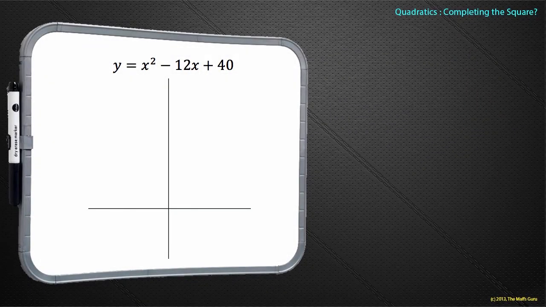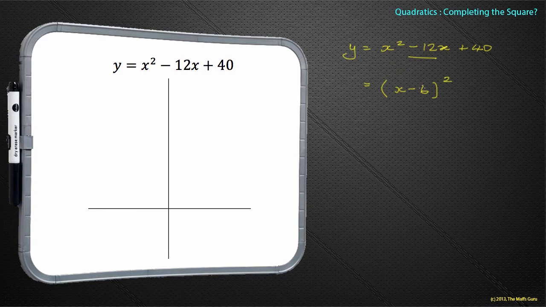We've got y equals x squared minus 12x plus 40. Let's write it out so we can actually work on it. y equals x squared minus 12x plus 40. Following the rules that we've done before, what goes inside my brackets? An x, because that's x squared. Half of minus 12 is -6, and squared.